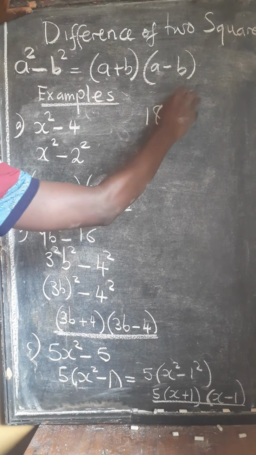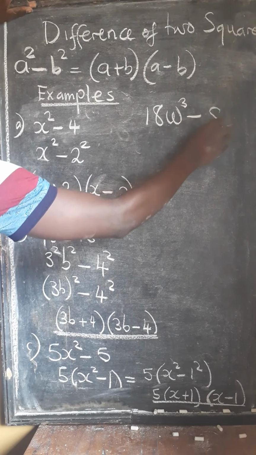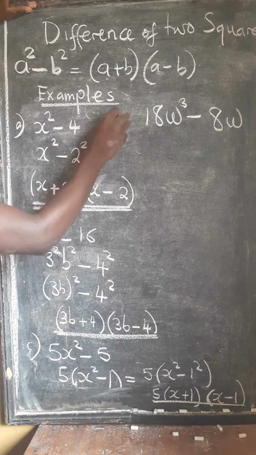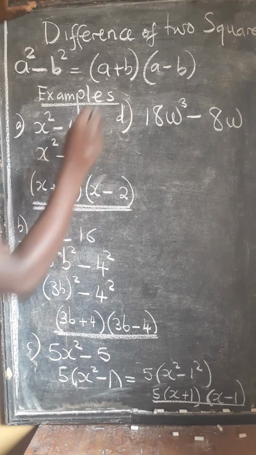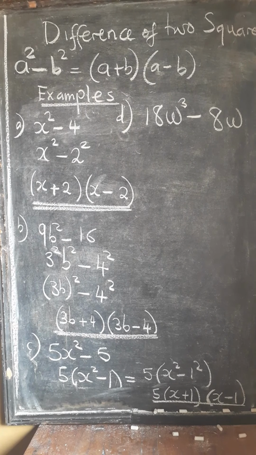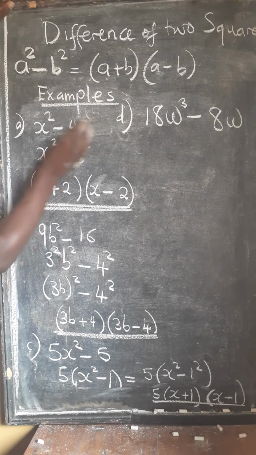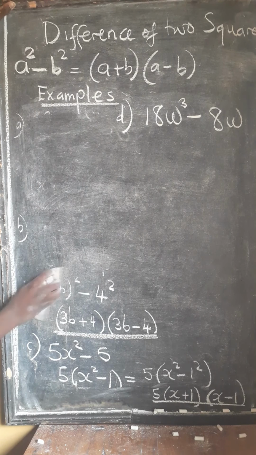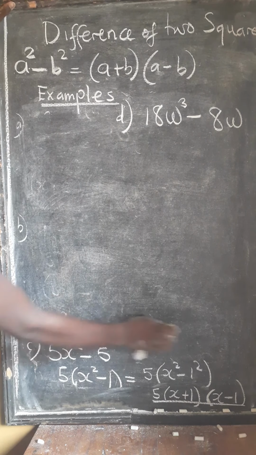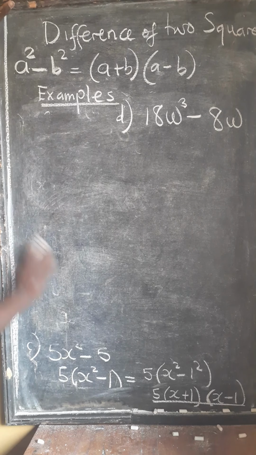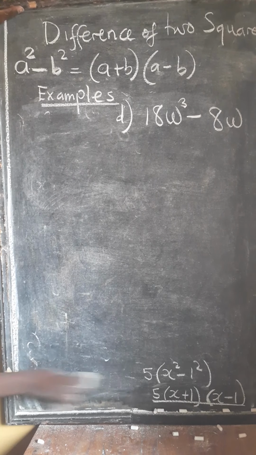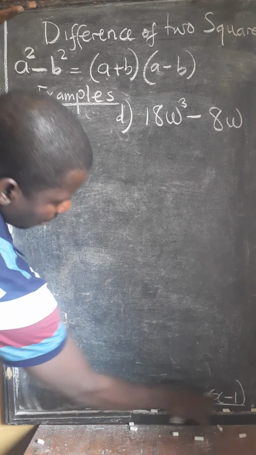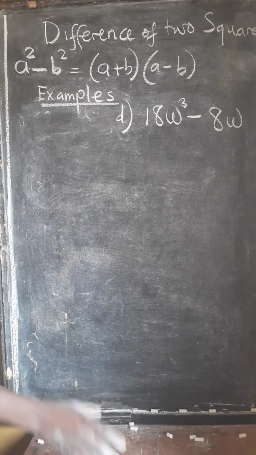18 w cubed minus 8. This is our D here. 18 w cubed minus 8. What do we get there? Okay?